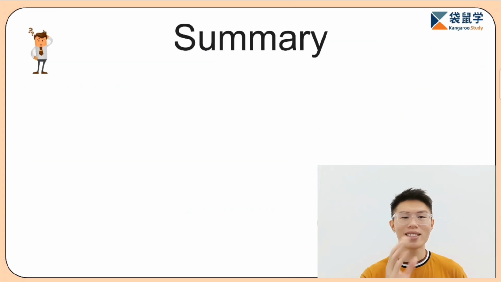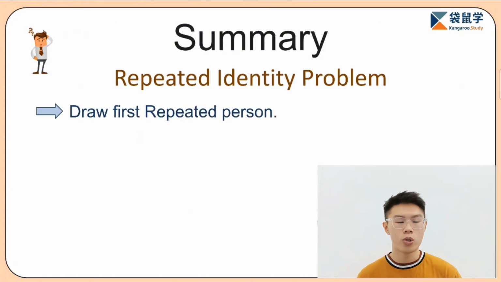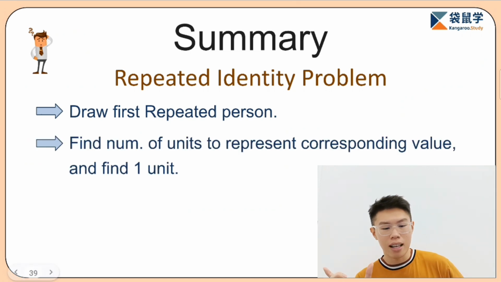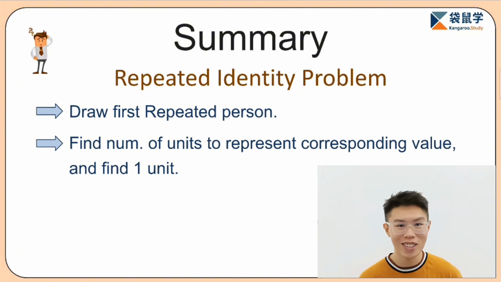So let's do a quick summary for the question. When you have a repeated identity problem, first draw the repeated person, and next locate the number of units and the corresponding value, then find one unit. That's all for the question.